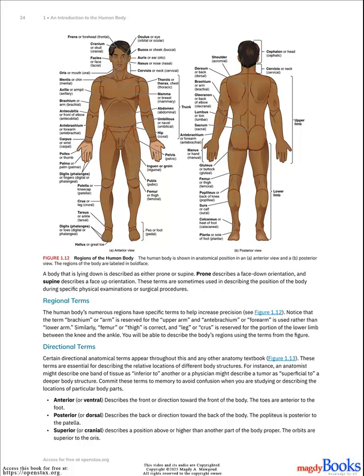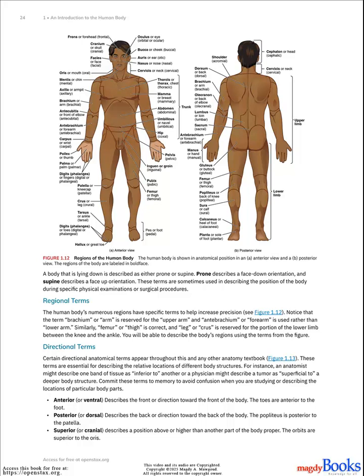Regional terms. The human body's numerous regions have specific terms to help increase precision. See Figure 1.12. Notice that the term brachium or arm is reserved for the upper arm, and antebrachium or forearm is used rather than lower arm. Similarly, femur or thigh is correct, and leg or crus is reserved for the portion of the lower limb between the knee and the ankle.